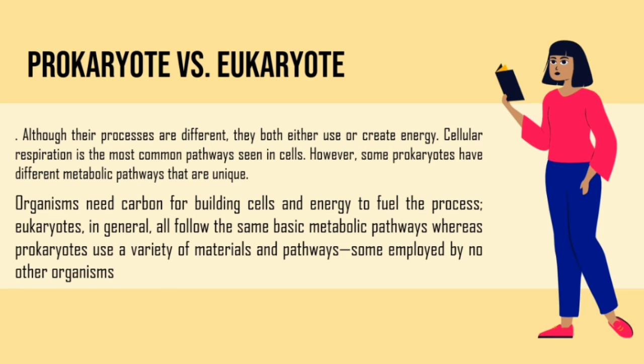Organisms need carbon for building cells and energy to fuel the process. Eukaryotes, in general, all follow the same basic metabolic pathways, whereas prokaryotes use a variety of materials and pathways, some employed by no other organisms.